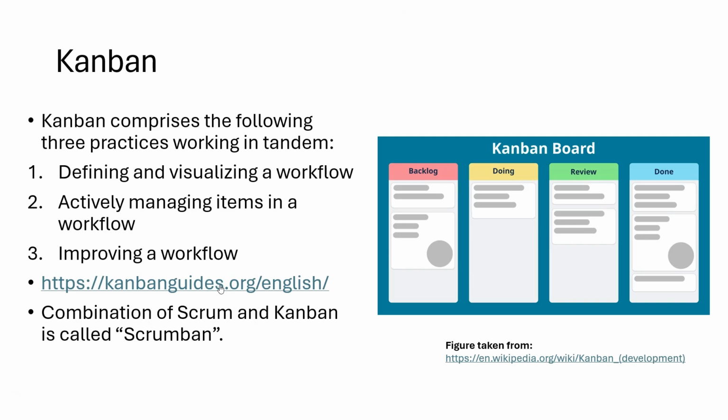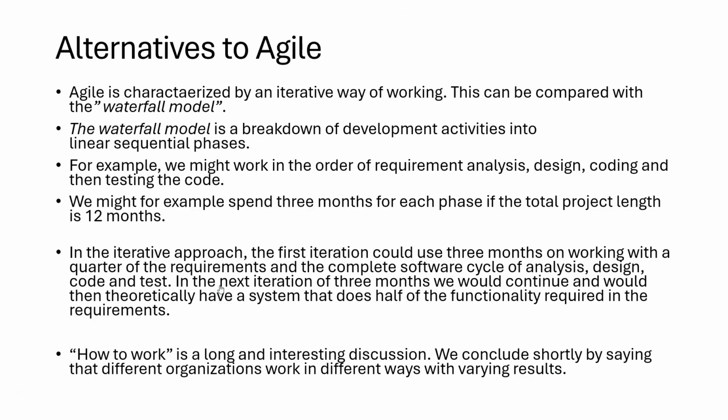So now we have talked about Agile methodologies, and of course there are also alternatives to Agile ways of working. So Agile is characterized by an iterative way of working, and this can be compared with the waterfall model. The waterfall model is a breakdown of development activities into linear sequential phases. So for example, we might work in the order of requirement analysis, design, coding, and then testing the code. We might, for example, spend 3 months for each phase if the total project length is 12 months.